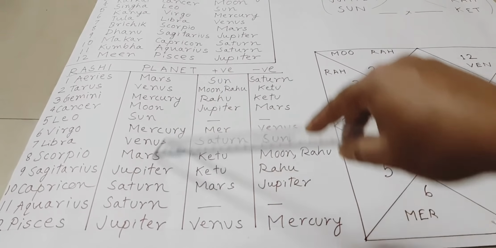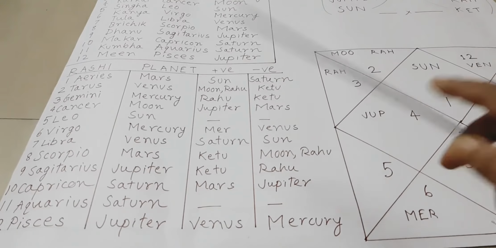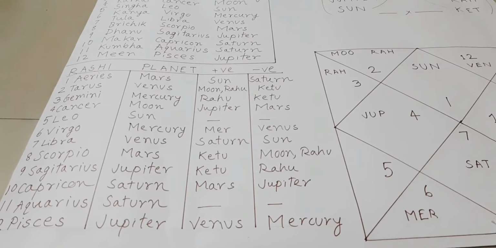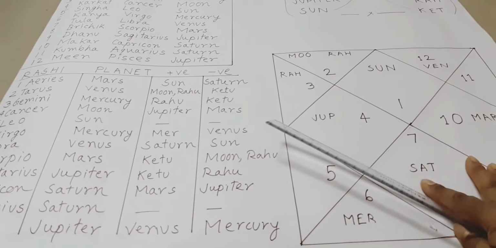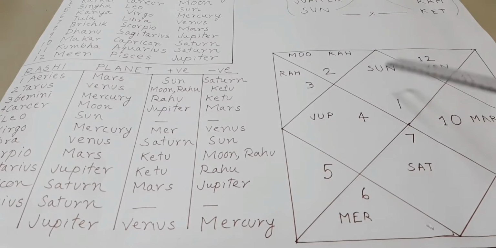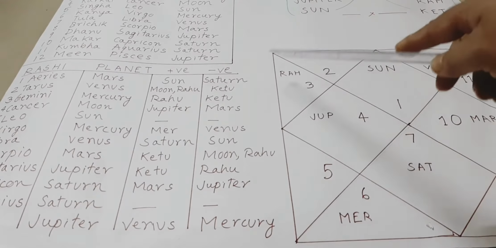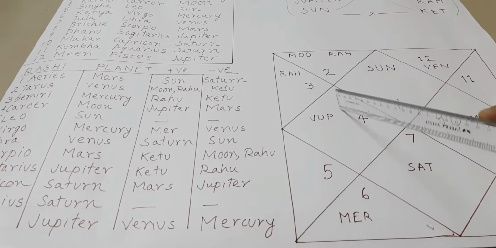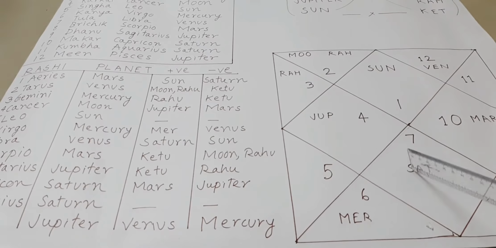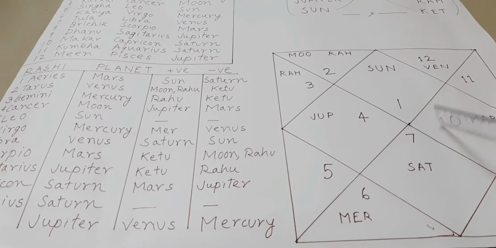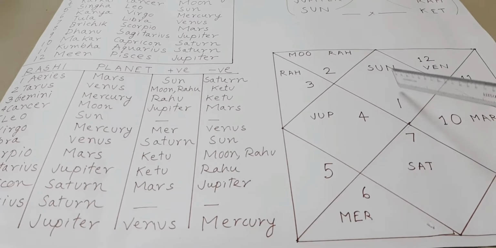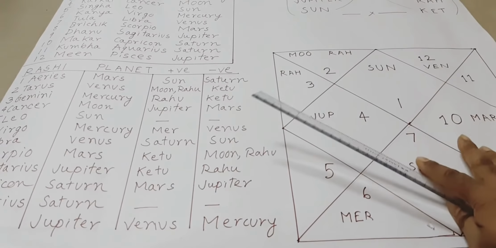In this relationship chart, in this display format, we can come to know about the benefic and malefic state of a planet. Let's quickly go through these 12 houses once again. This is the first house, and then we go anti-clockwise. Second house, third house, fourth, fifth, sixth, seventh, eighth, ninth, 10th, 11th, 12th, and again we go to the first house.